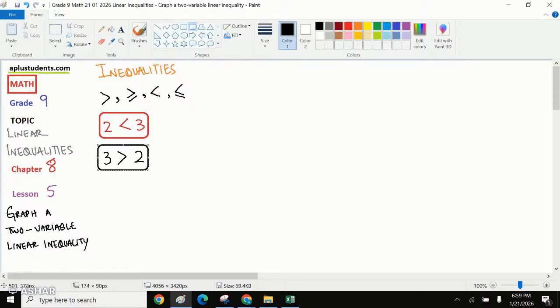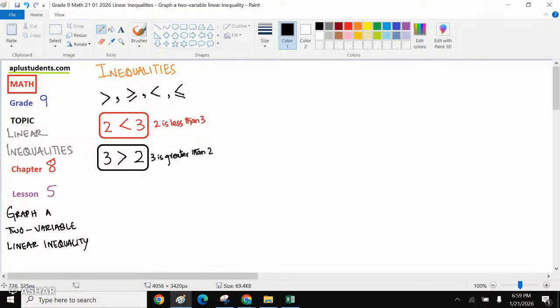So both the statements we'll write down over here. We'll say 2 is less than 3, right? We agree on this because the closed end is towards a smaller value. The open end is towards a bigger value. Or we can say that 3 is greater than 2, right? So either of these statements is true.